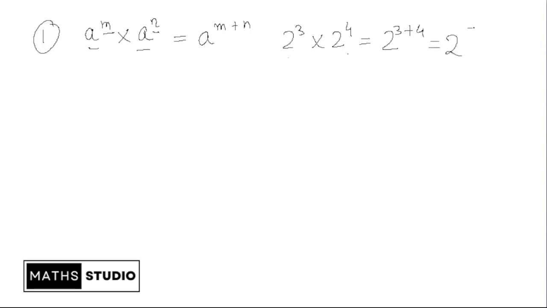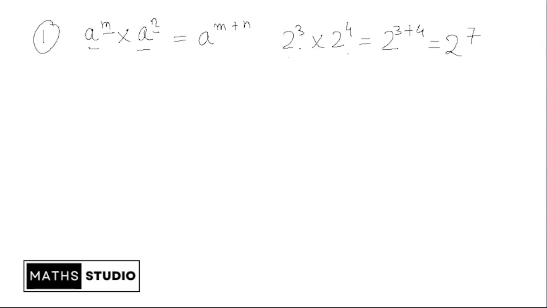So suppose a to the power m into a to the power n. What is happening? The base is same, so the powers will be added. The simplest of the rules, a to the power m plus n. An example would look somewhat like this: 2 to the power 3 into 2 to the power 4. What will it be? The base is same, that is 2 and 2. Powers get added, 3 plus 4, that becomes 2 to the power 7.